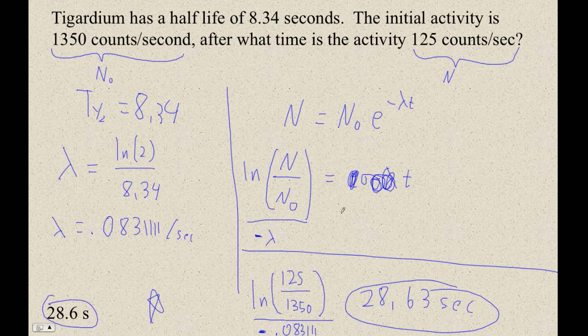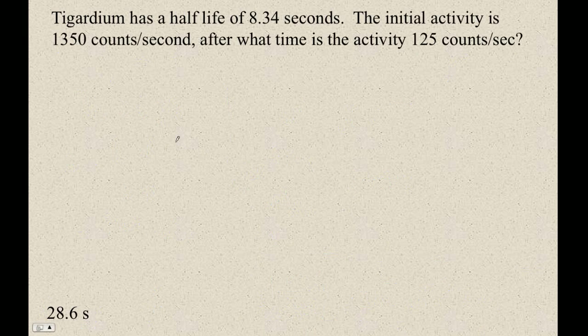Okay. So that's way number one, and then now should we cheat? Let's cheat. Okay. So here's what we know. We know that 1350 times 2 to the negative t divided by 8.34 equals 125, right?